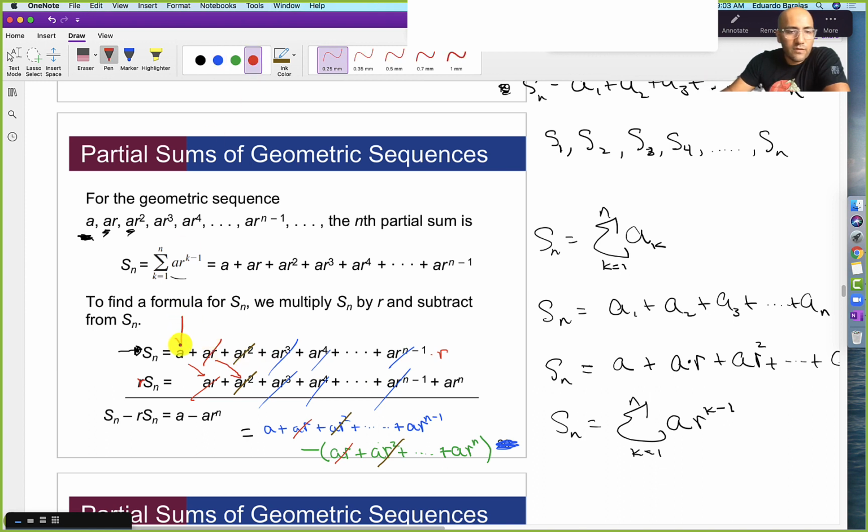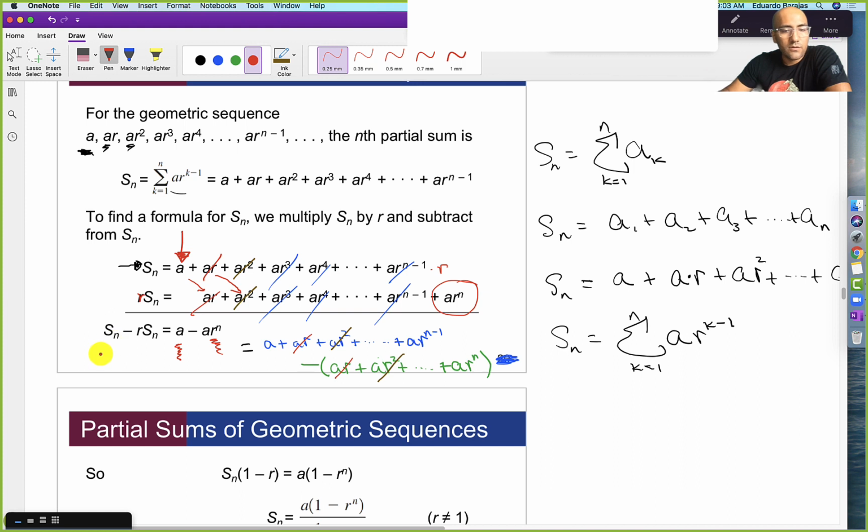This first term never cancels, so it survives. Here it is. And then the very last term survives. Nothing cancels with that one. So here it is. Good. So after all that cancellation, we end up with this statement. S sub n, the thing we wanted to find, minus r times s of n equals a minus a r to the nth power.